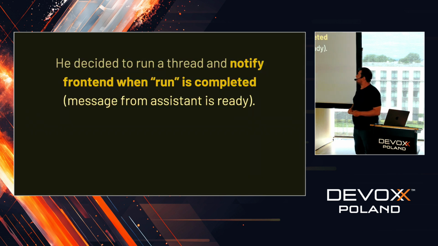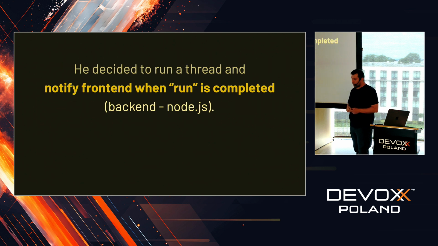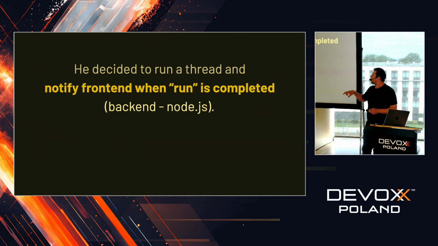So he decided, because this while loop should be run somewhere, for example, on the node, to run this thread and notify the frontend when this run is completed. So we are expecting a message to the frontend when the message from the assistant is ready. And there are, of course, plenty of ways we can achieve that. He decided to run the thread on the node and notify the frontend when this run is completed.